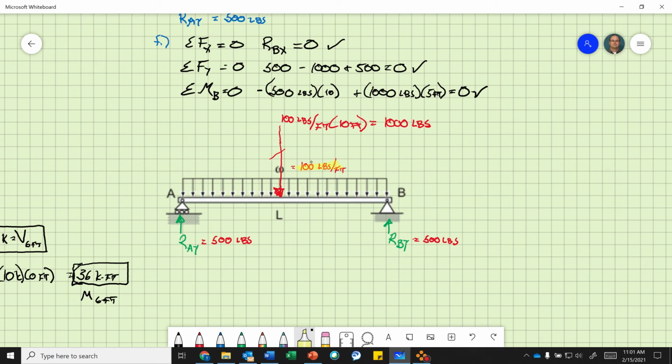Now, when I cut my beam, I do not want to convert it into a point load. We got to leave it the same as the original load. So I'm taking that off. We know that's 10 feet. Say I want to determine my shear and moment at 5 feet in, 5 feet from point A.